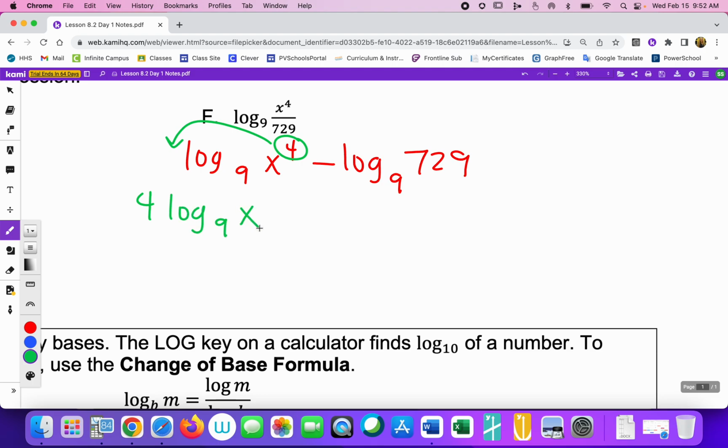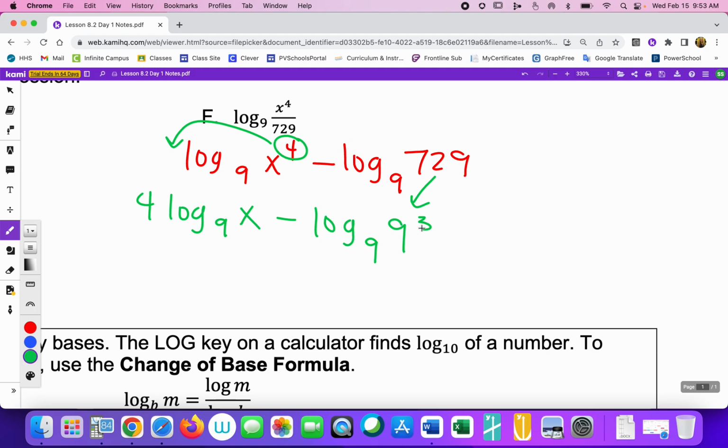So 4 log base 9 of x. So when you're expanding, you should have no exponents and only one argument in each one. Now, can we simplify log base 9 of 729 any further? When this is just a number, you have to check if I can make it a power of 9. Can I? It's 9 to the 3rd power, so yes we can. So minus log base 9, the 729 becomes 9 to the 3rd.